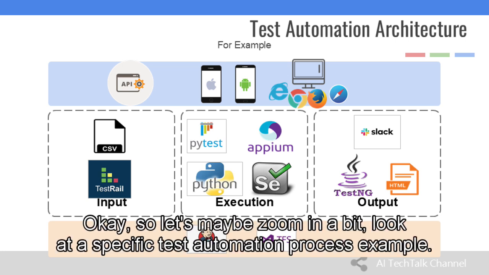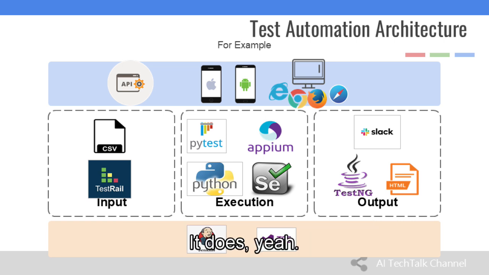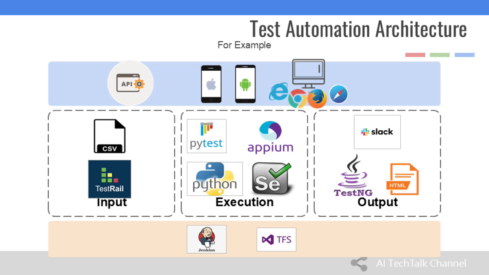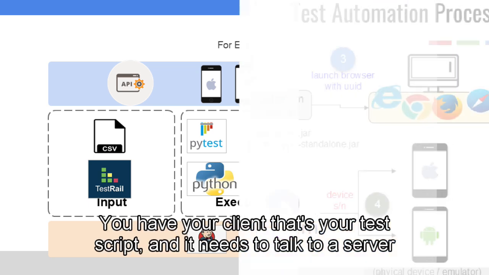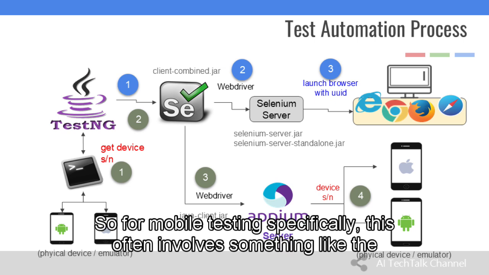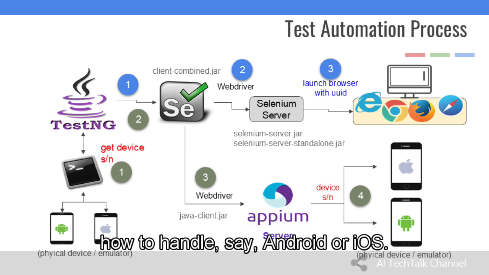Yeah. Okay, so let's zoom in a bit and look at a specific test automation process example. The source uses WebDriver. It does, yeah. WebDriver is everywhere in web automation. Think of it like this. You have your client, that's your test script, and it needs to talk to a server to control a browser or a mobile device. Okay. So for mobile testing specifically, this often involves something like the Selenium server acting as a hub, and then specific device drivers that know how to handle, say, Android or iOS.